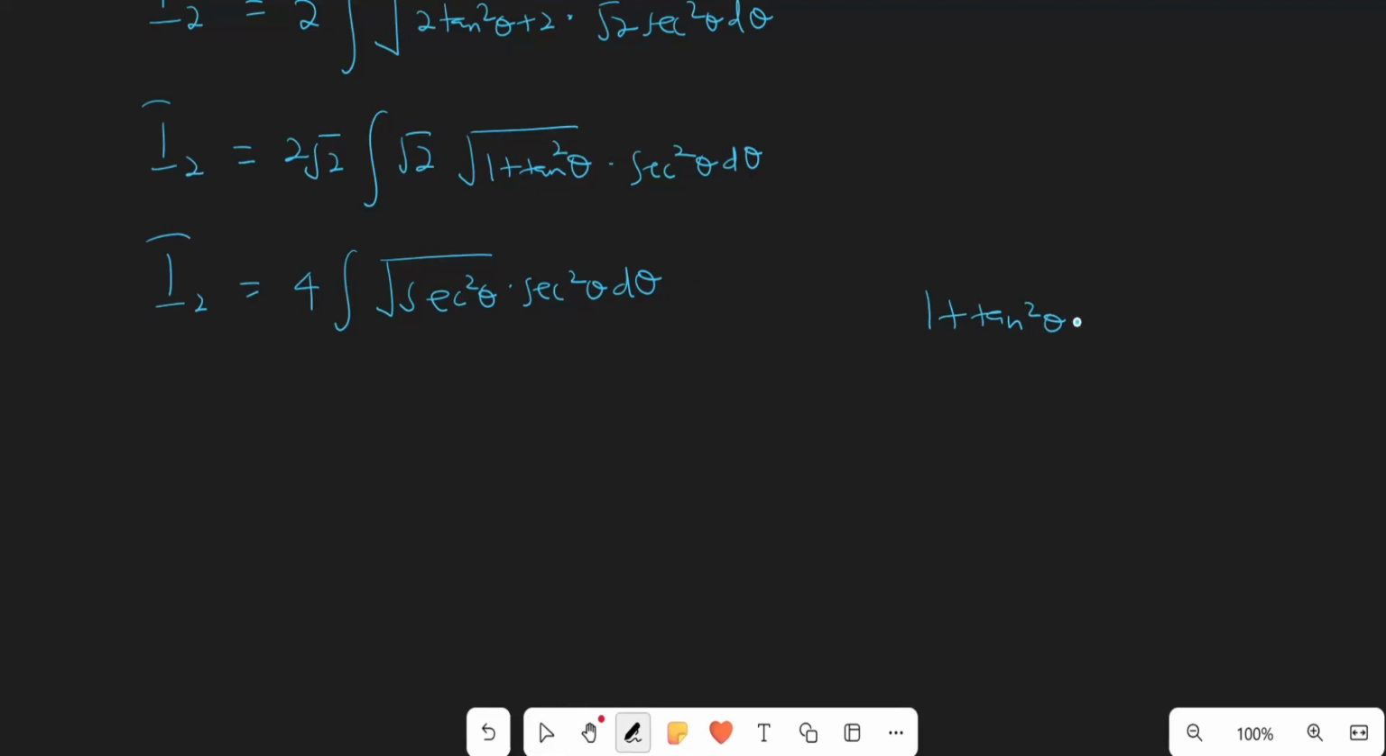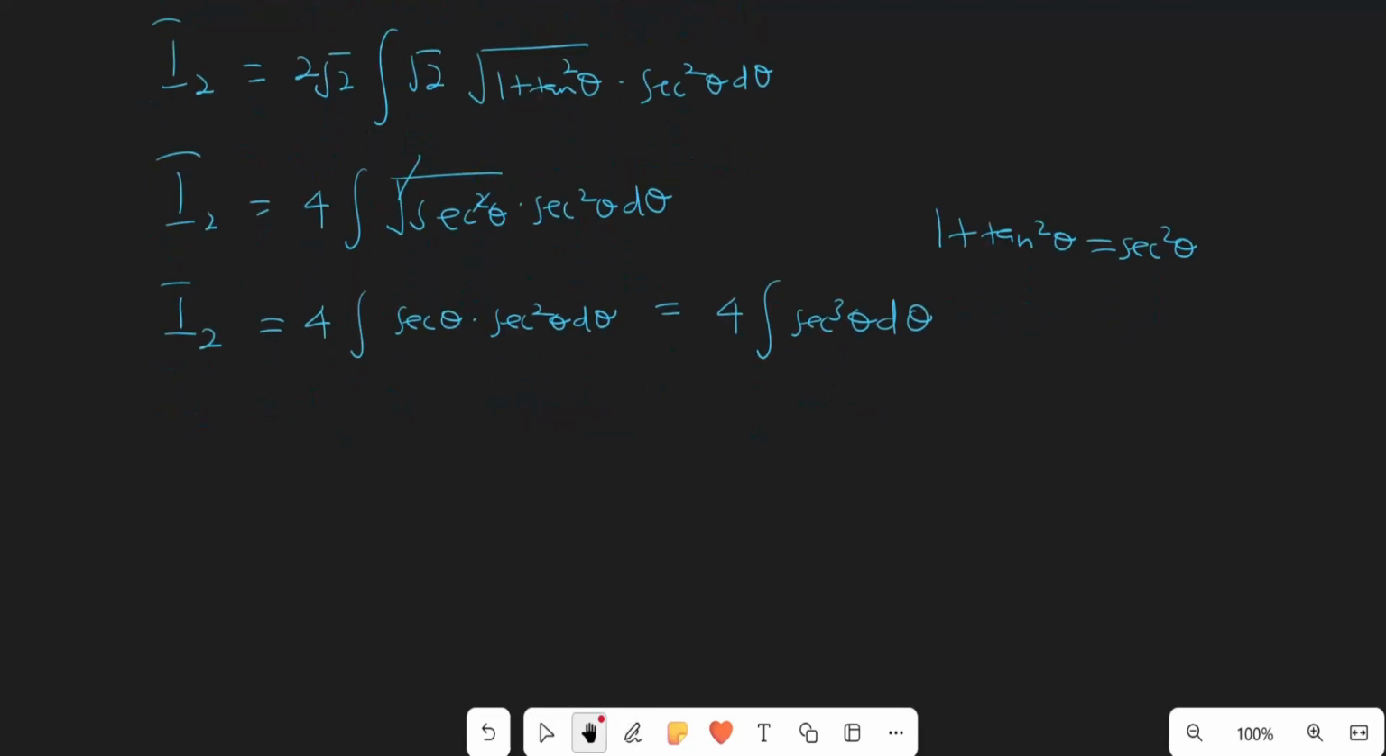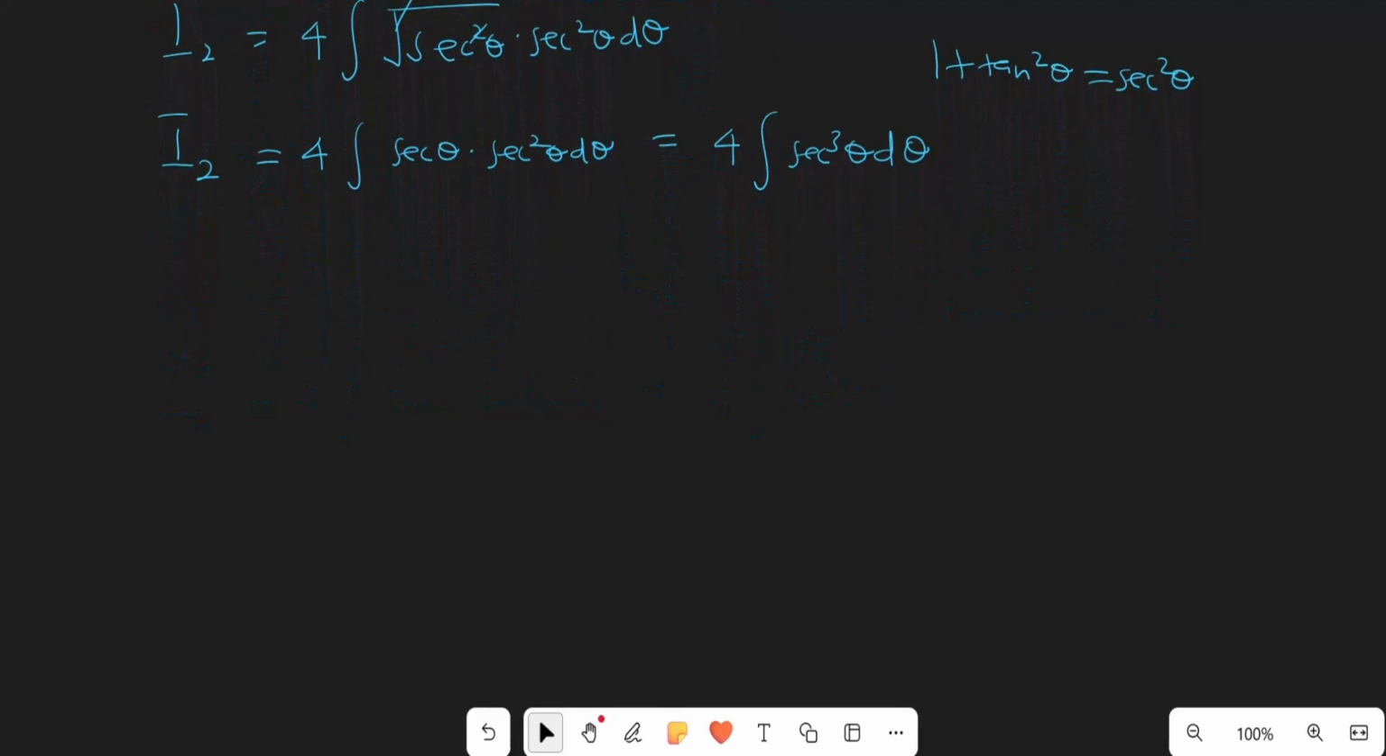1 plus the tan square of theta is equal to the secant square of theta. So I'm just replacing 1 plus tan square of theta with secant square of theta. And this is the integral of secant of theta times secant square of theta d theta, because the square will cancel the square root, and that is left with 4 times the integral of the secant to the third power of theta d theta. So this is what we have.